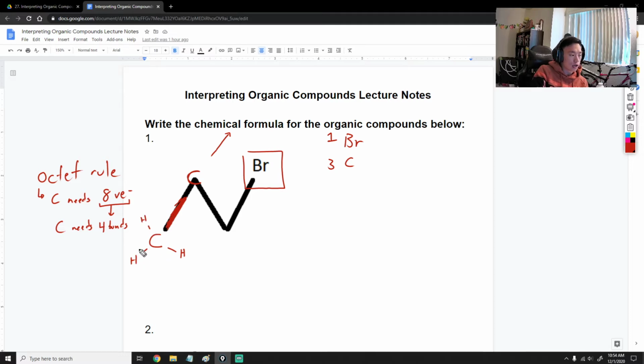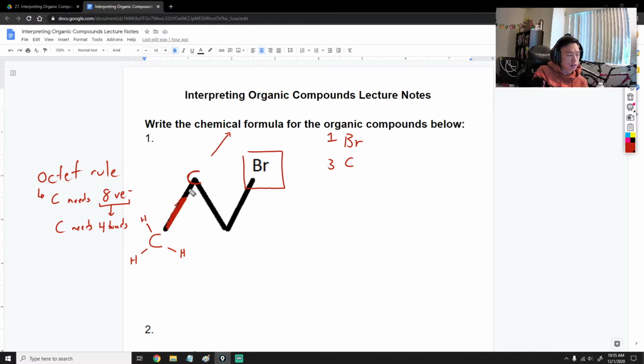The reason we do that is because carbon needs 4 bonds. This carbon has 1 bond to the carbon. That means in order to follow the octet rule, it has 3 bonds to hydrogen. That way it has 1, 2, 3, 4 bonds, or 8 valence electrons. So we have 3 hydrogens on this carbon.